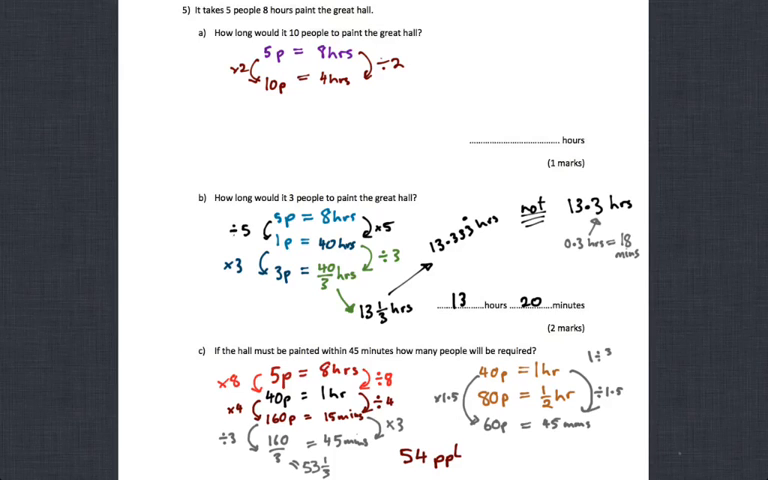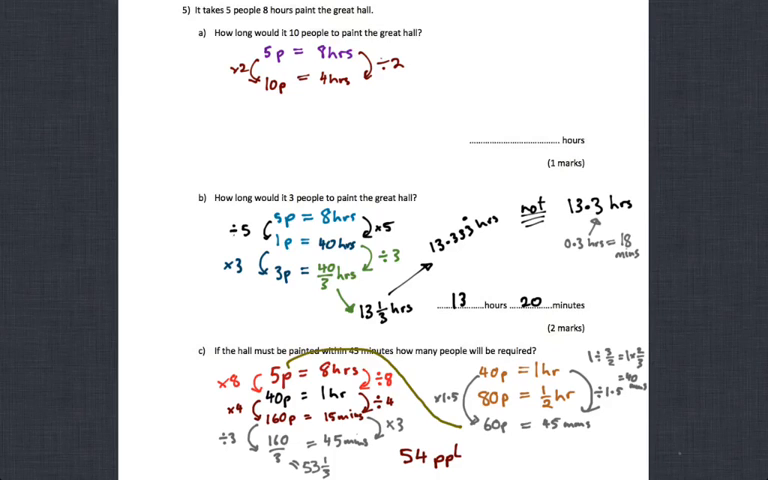1 hour divided by 1.5 is the same as 1 hour divided by 3/2, which is the same as 1 times 2/3, which is 2/3 of an hour, which would have been 40 minutes. So actually it would take 60 people 40 minutes and not 45 minutes.